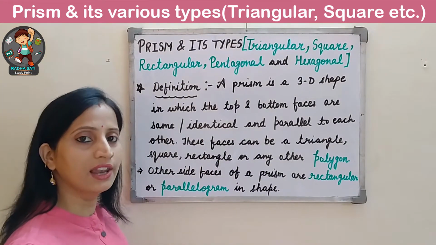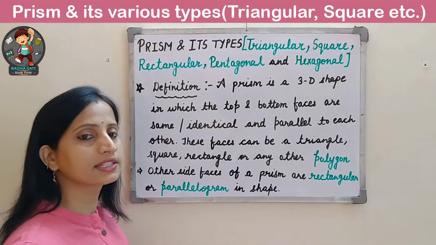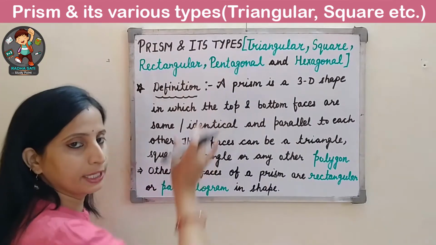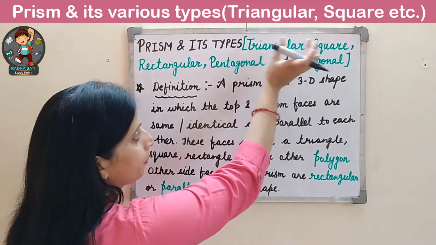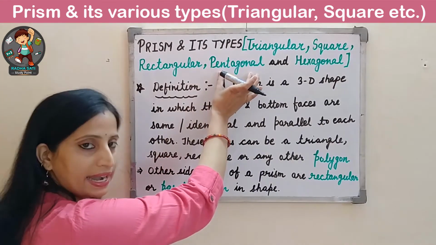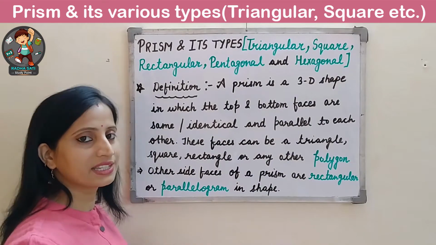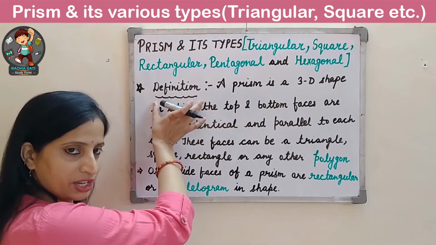So first we will learn what a prism is, and then we will discuss its various types like triangular prism, square prism, rectangular prism, pentagonal and hexagonal prism. So first we will start with its definition.